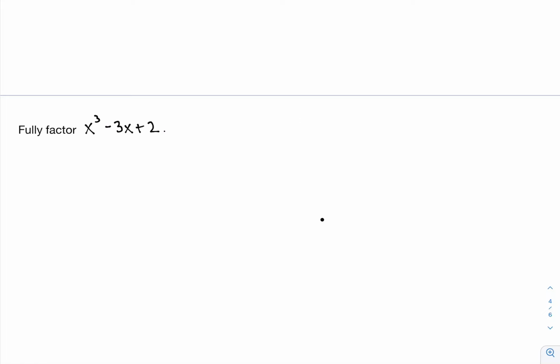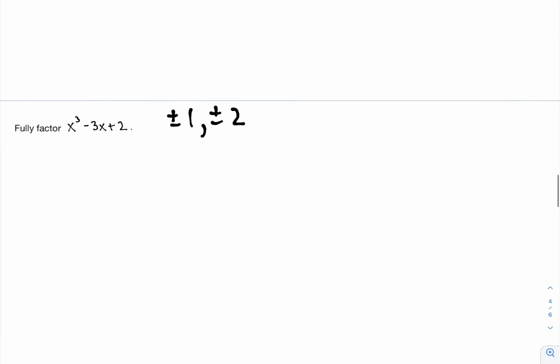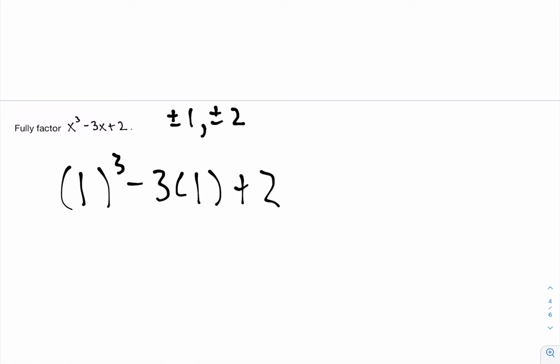So that's kind of a list of the possible factors of this function. So I'll go plus or minus 1, plus or minus 2, because different combinations of these multiplying will give us this last number, positive 2. Okay, so let's try them. Let's see what happens when we plug in positive 1 for x. Well, 1 to the power of 3 minus 3 times 1 plus 2, that's going to be 1 minus 3 plus 2. That's going to be 0.